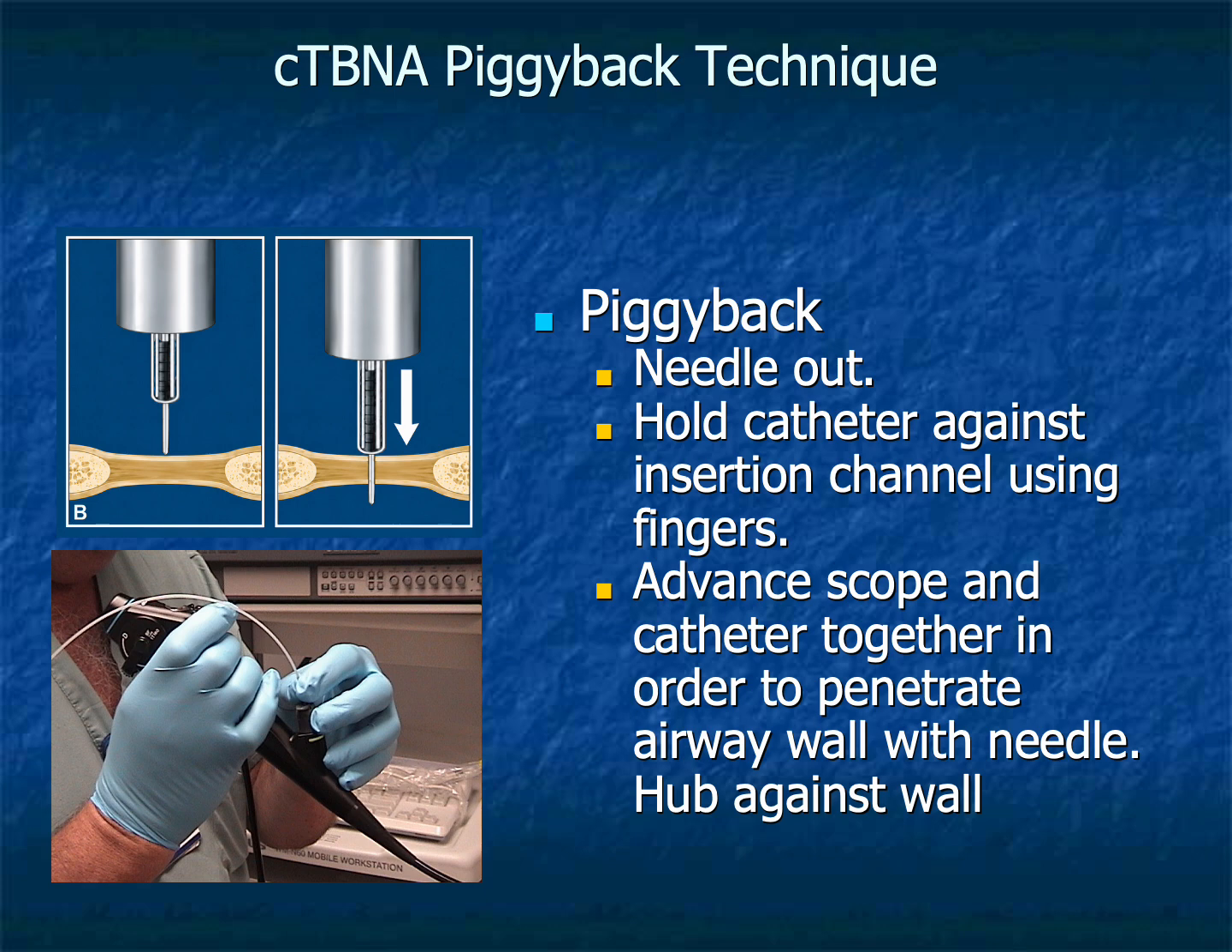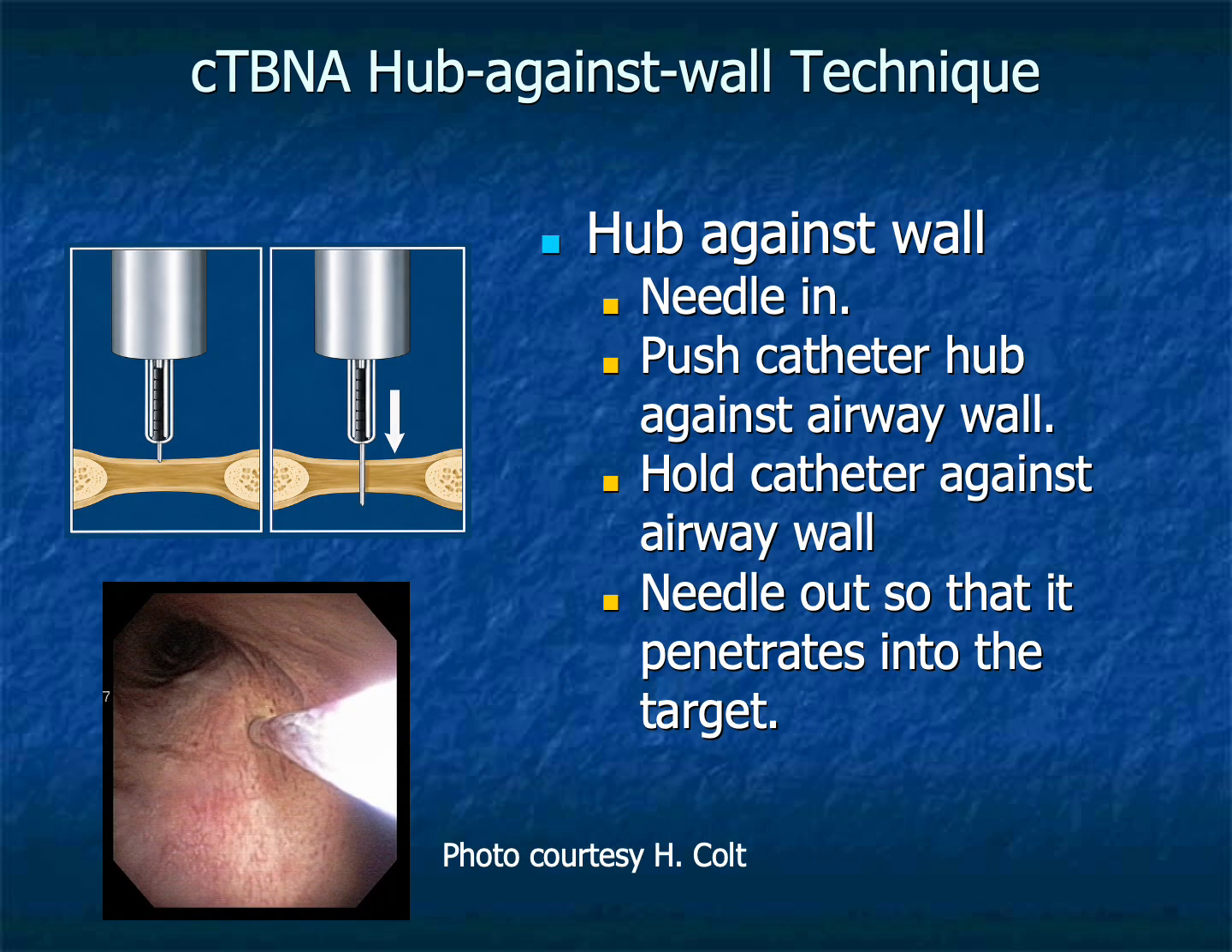Here the catheter is stabilized against the bronchoscope, while both instruments advance together. This coordinated movement allows the needle to penetrate the airway wall with controlled forward pressure, supported by the joint needle-catheter bronchoscope ensemble. A third approach is the hub against the wall technique. In this method, the catheter is positioned firmly against the airway wall while the needle remains retracted. Once stable positioning has been achieved, the needle is advanced through the wall into the target lesion.